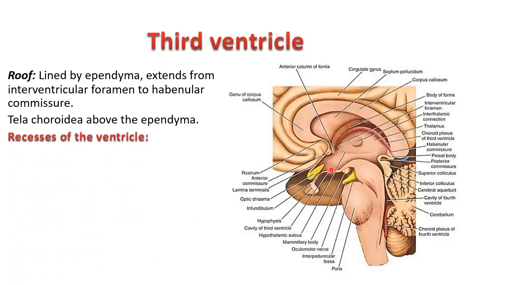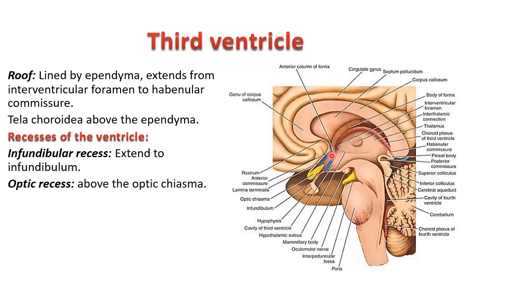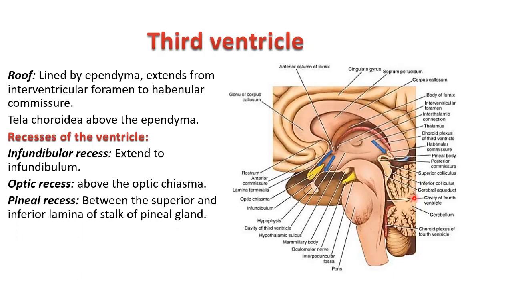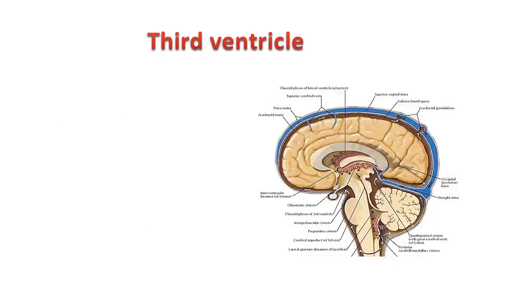Then there are certain extensions of the third ventricle you are able to see here. One is the infundibular recess extending into the infundibulum. The other is the optic recess extending into the optic chiasma. Then you have the pineal recess. The pineal gland consists of a superior and inferior stalk, and between them you can see the pineal recess. Above the pineal gland you also have one more recess called the suprapineal recess. So four recesses are extensions of the cavity: infundibular, optic, pineal and suprapineal recess of the third ventricle.